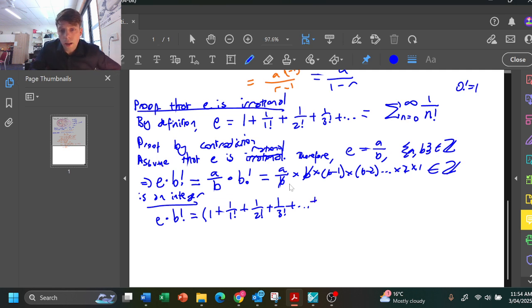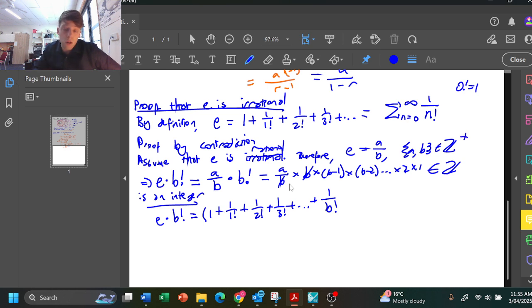I'm going to extend it all the way down to 1 over b factorial. Now, if we remember, b is just an integer, so this must appear somewhere in this factorial notation. b must be a positive integer specifically because we know that e is a positive number. So a and b in this fraction over here must specifically be positive integers.